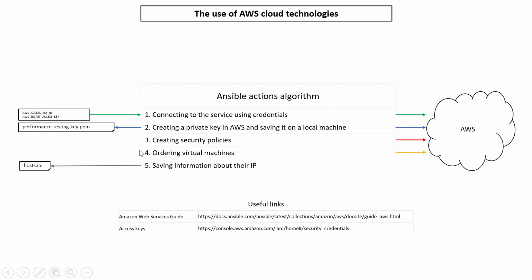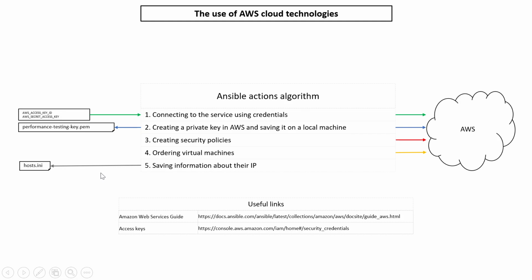And the rest of the algorithm's actions are similar to those that we have already implemented in ordering virtual machines in Yandex Cloud. So, we use special access keys. You can read more about them in the specified link. Next, we create a private key on a local machine and transfer the public key to the Amazon Cloud service. Then we create group security policies, order virtual machines, and save their IP addresses to the host ini file.